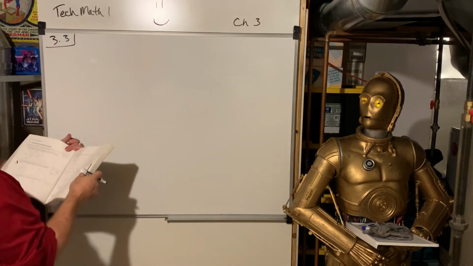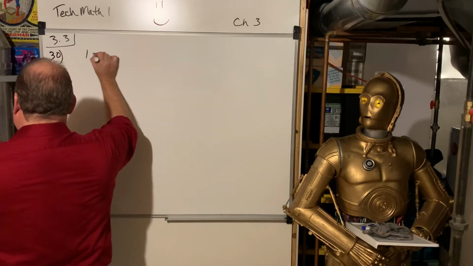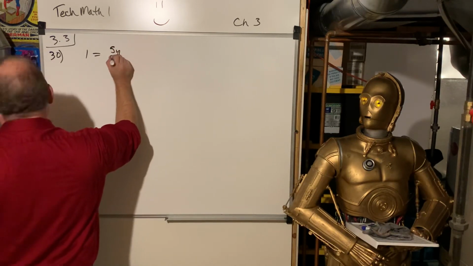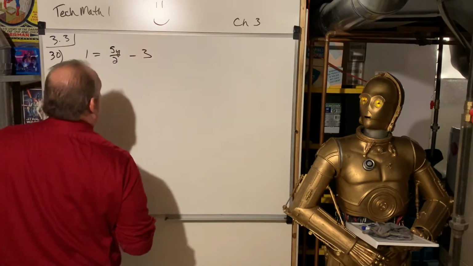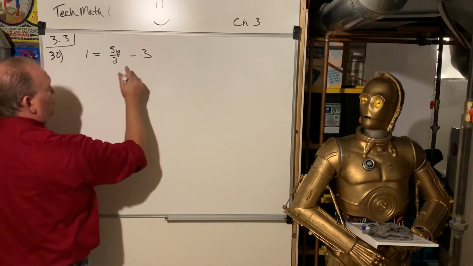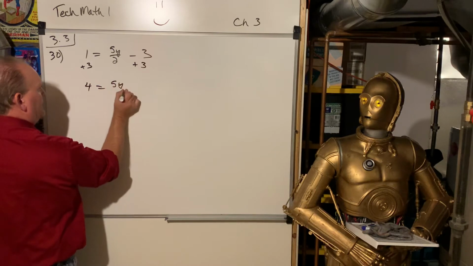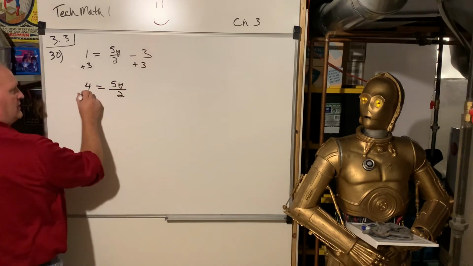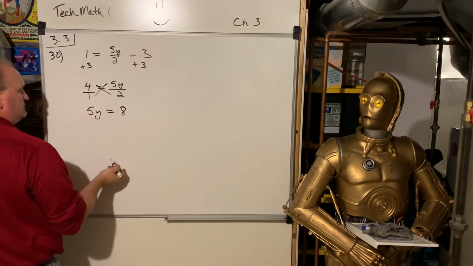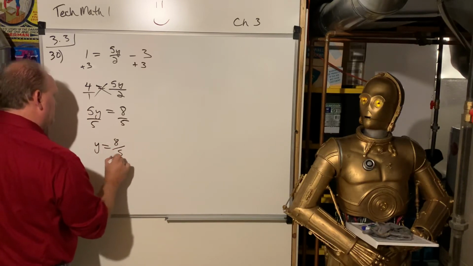So 3.3, we're looking at number 30. We've got 1 is equal to 5y over 2 minus 3. So this, we want to isolate the proportion first. So we're going to actually add 3 to both sides. Get 4 is equal to 5y over 2. Now we can cross multiply and solve. So 5y equals 8, and then divide by 5. y is equal to 8/5.